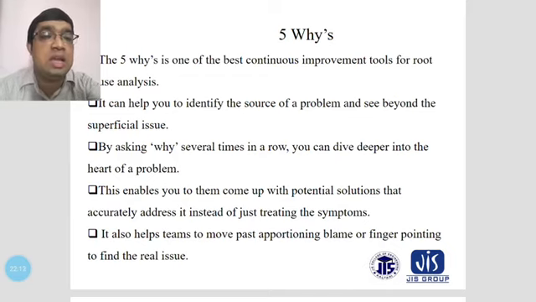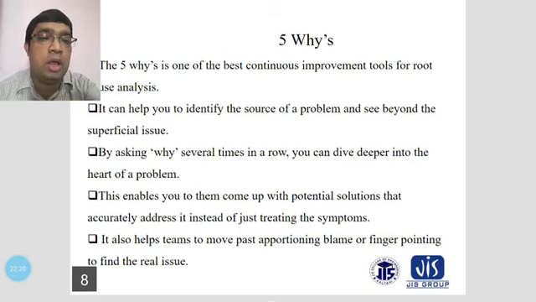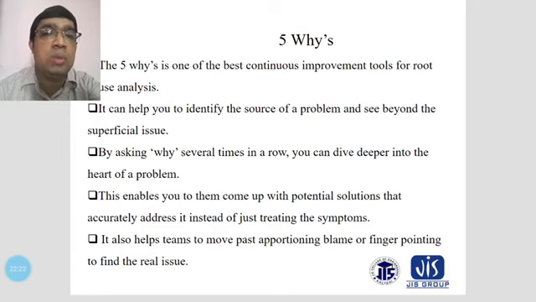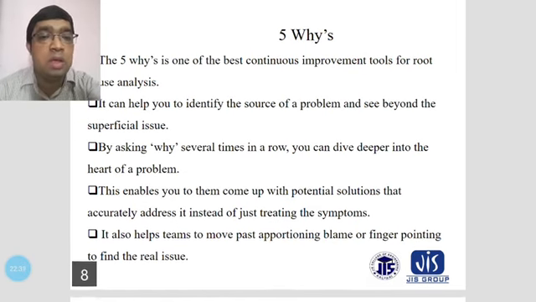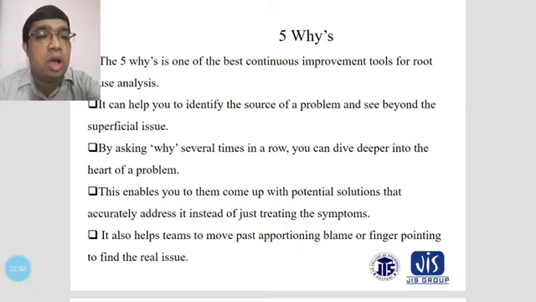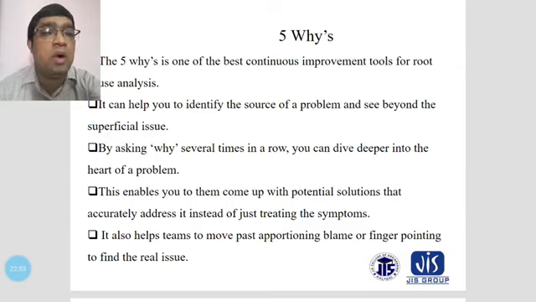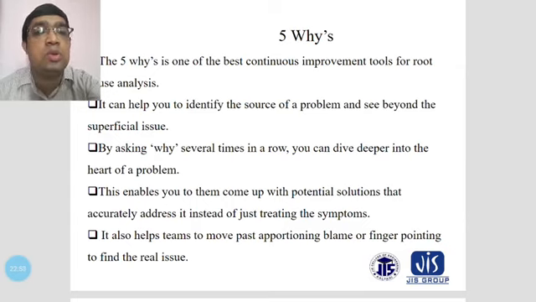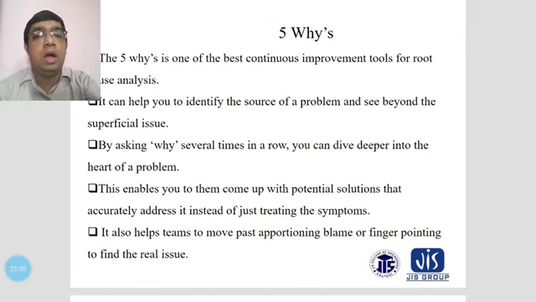instead of just treating the symptoms. The potential solutions will be given accurately and addressed properly, and otherwise you have to solve your problem again. Everything will be addressed according to the symptoms, and it also helps teams to move past apportioning blame or finger pointing to find the real issues, and to concentrate on the real issue and how to solve your problems.